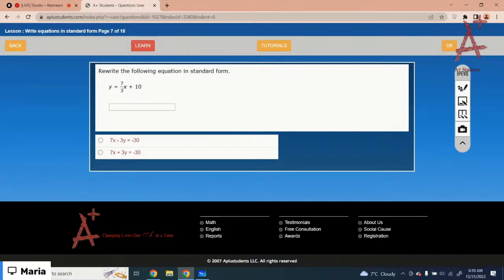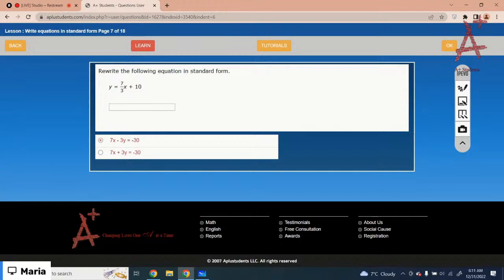Rewrite the following equation in standard form. Y equals 7 over 3x plus 10. So which of the options is the correct one? It would be 7x minus 3y equals negative 30. Option number 1 is the correct option.